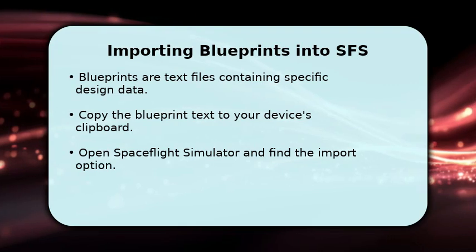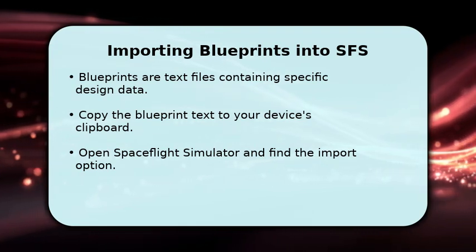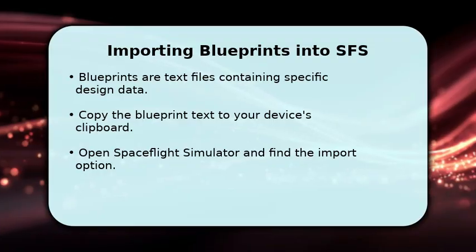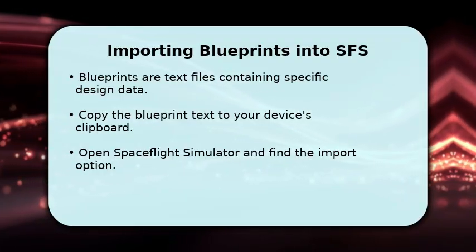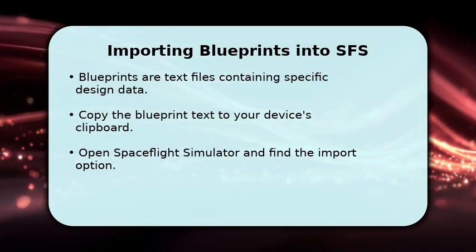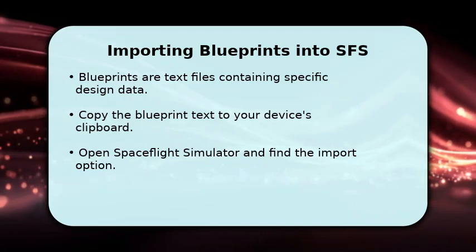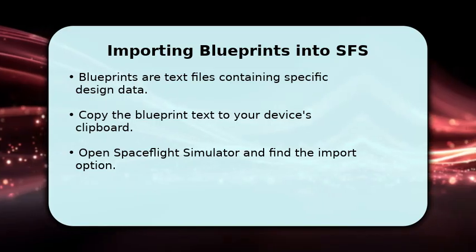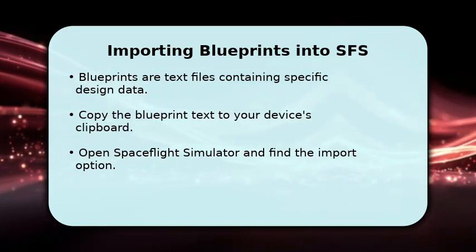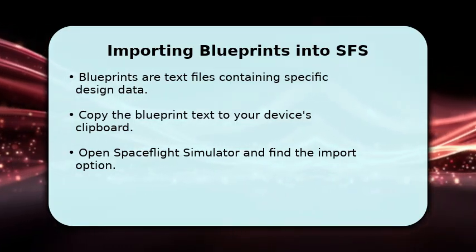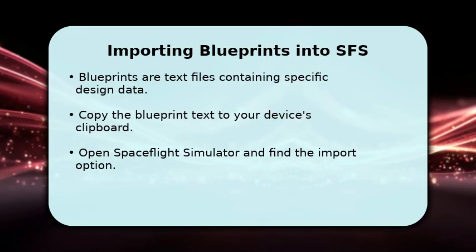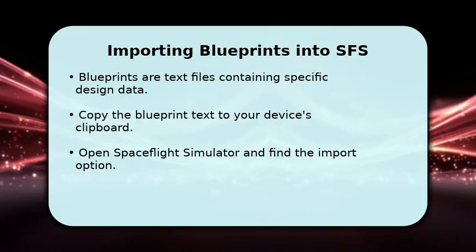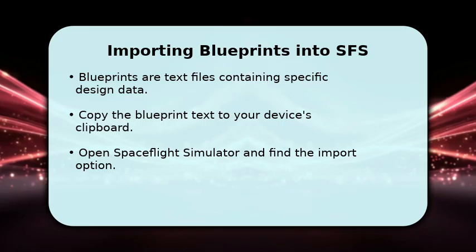To import a blueprint, first, you will need the blueprint's text data. This is typically a long string of characters. Copy this entire text to your device's clipboard. Next, launch Spaceflight Simulator and navigate to the blueprint section, usually found in the Build menu. Look for an Import Blueprint or similar option. Finally, paste the copied text into the provided field, and your new rocket design will appear, ready for launch.